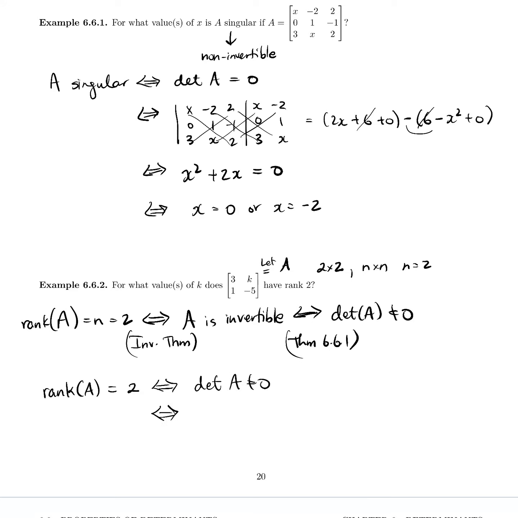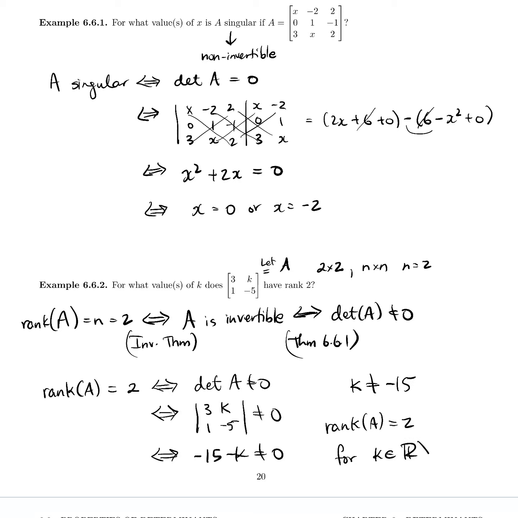So that's if and only if the determinant of this matrix, 3, k, 1, minus 5, is not 0. And we can calculate that very easily with our 2 by 2 method of crossing our heart. And so we are getting minus 15 minus k, we want that to be non-zero, which means that we want k not to be minus 15. And so the rank of A is equal to 2 for all values of k other than minus 15. So we can write that as k within the reals without minus 15.